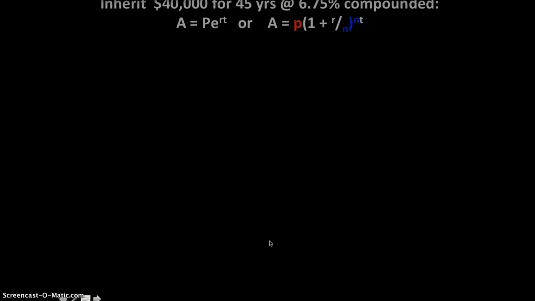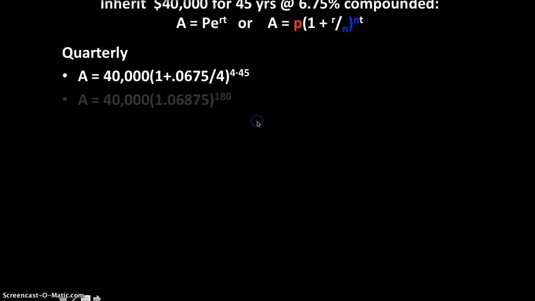The first scenario that I want to go through with you is if you had saved or you had inherited, somebody had given you $40,000 and you got it when you were 18 and you want to invest it for 45 years, which would mean you'd be 63, and you could invest it in mutual funds or stocks and get an average of 6.75% compound interest. And you invested it at a quarterly rate.